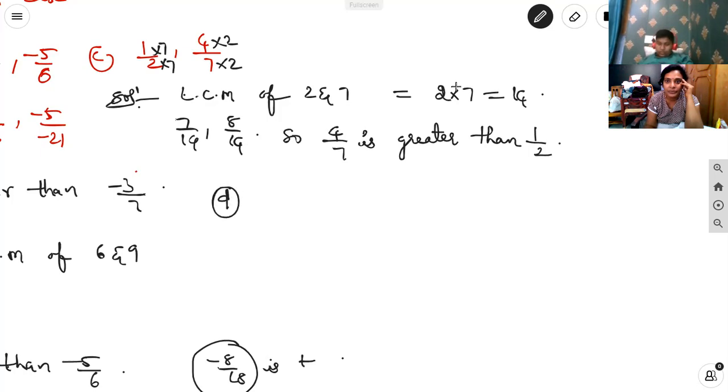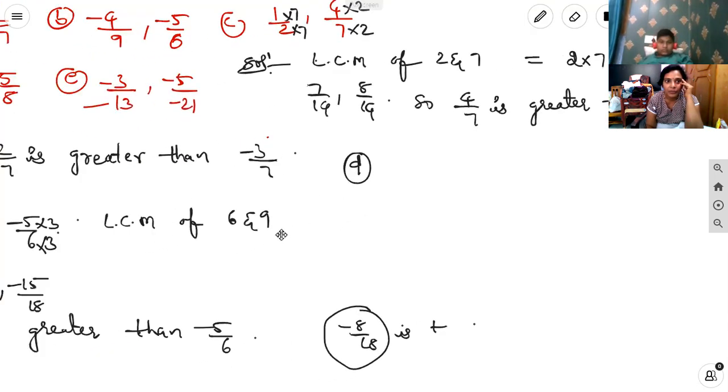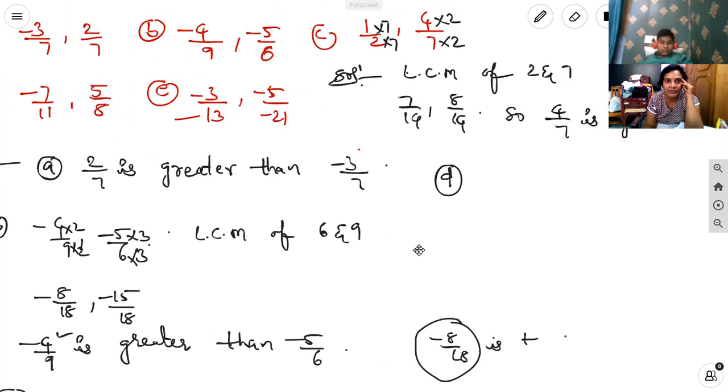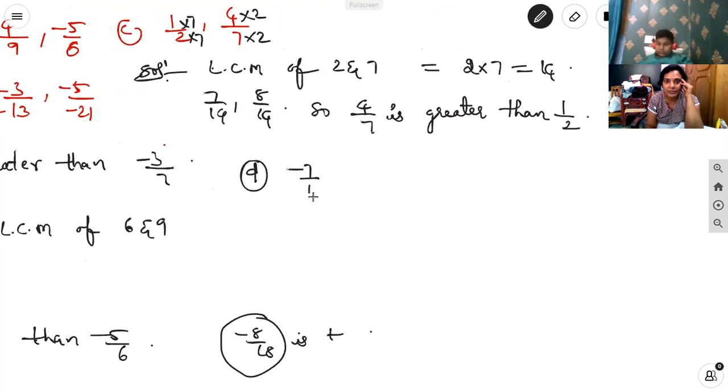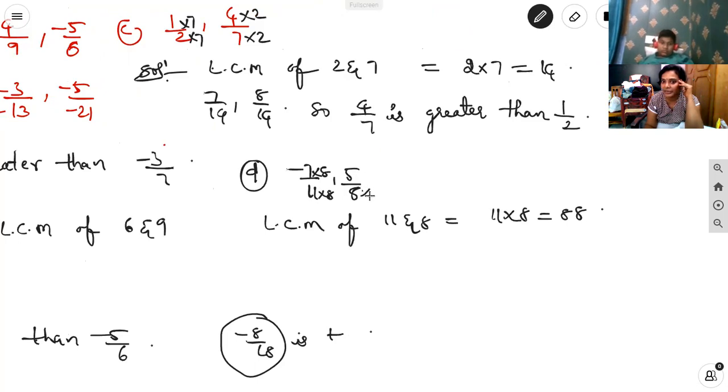Fourth question. Fourth one is minus 7 by 11, 5 by 8. 11 is a prime number. Taking the LCM of 11 and 8: 11 into 8 is 88. Convert into like fractions. We multiply with 8 where 11 is the denominator, and multiply with 11 where 8 is the denominator. So 8 sevens are 56, minus 56 by 88. 5 11s are 55 by 88.